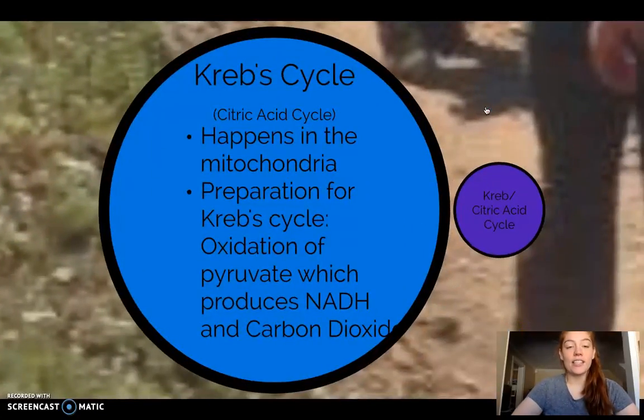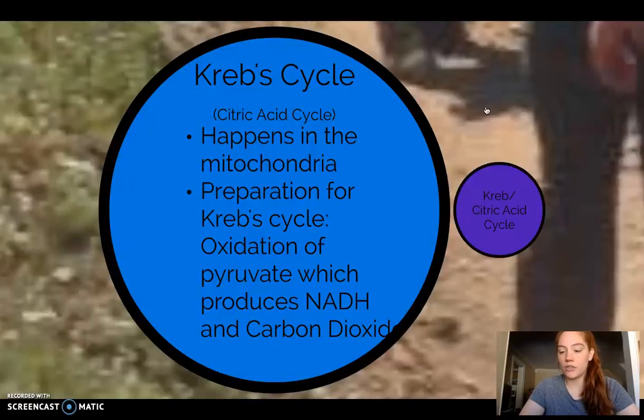All right, moving on to the second step, the Krebs cycle, also known as the citric acid cycle. This happens inside the mitochondria. There's preparation for the Krebs cycle that sometimes just gets thrown into the Krebs cycle, but it's really just preparation, which is the oxidation of pyruvate, which produces NADH and carbon dioxide. So we have more of that NADH being produced for later on in the electron transport chain.